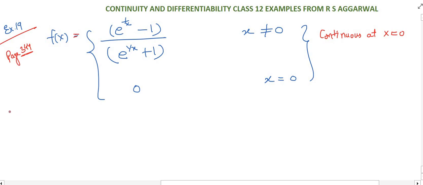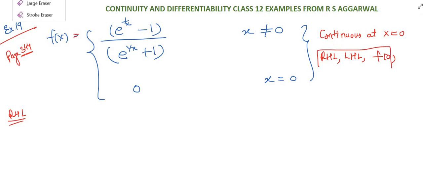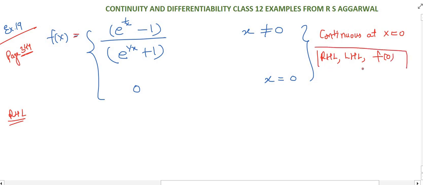So let me calculate the RHL, the right hand limit. We have to find the RHL, the LHL, and the function value. If all these three are equal, then we say the function is continuous. So how to find the RHL? Limit x tending to 0 plus of f(x). By now you know 0 plus means a little bit more than 0. So for a little bit more than 0, we take the x not equal to 0 case.